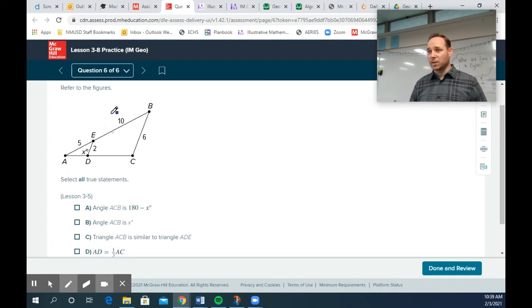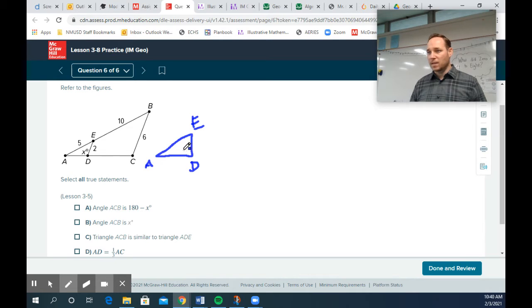So the first thing I do when it says refer to these figures, we're looking for all the true statements. I know it's difficult for me to actually see these two triangles, so I like to draw them separately. So here's going to be the small one. This will be ADE.